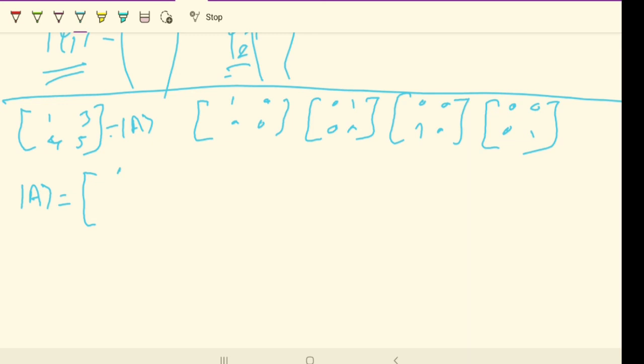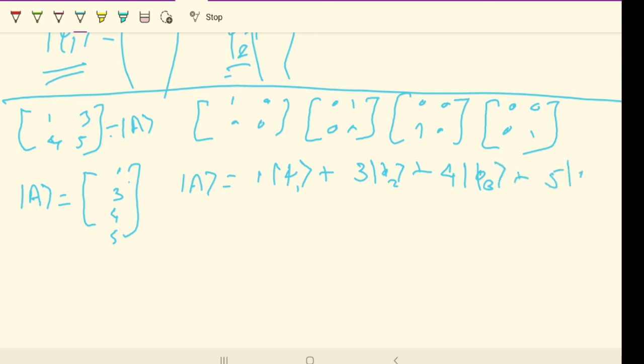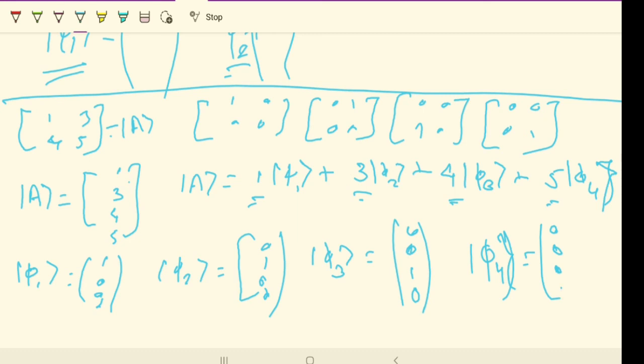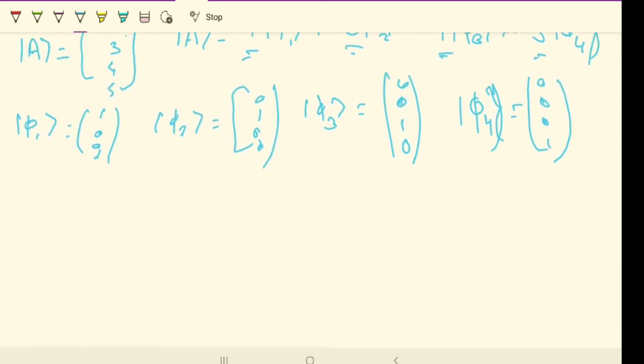Then this is vector A. This A in matrix form will be equal to 1, 3, 4, 5. Obviously, I can represent A as 1 times phi 1 plus 3 times phi 2 plus 4 times phi 3 plus 5 times phi 4. Correct? So these are the coefficients 1, 3, 4, 5 that I have represented in matrix form. But I also need to represent phi 1 as 1, 0, 0, 0, phi 2 as 0, 1, 0, 0, phi 3 as 0, 0, 1, 0, and phi 4 as 0, 0, 0, 1. I cannot use them in the original form.